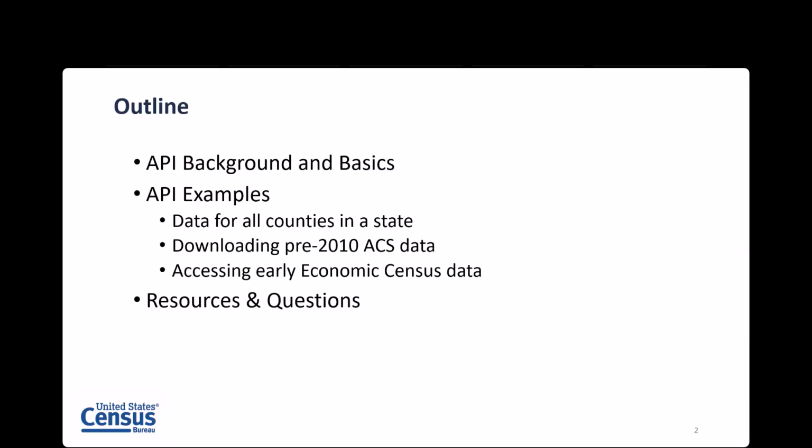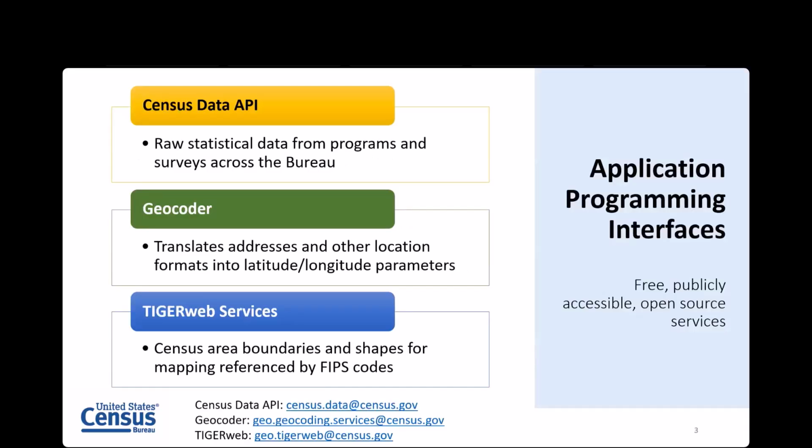Starting with some background and basics on the API, if you weren't aware already, API does stand for Application Programming Interface, and the Census Bureau has 3 main APIs that we pull from. We have the Census Data API, our Geocoder API, and then our TigerWeb REST services. The Geocoder and TigerWeb services are more focused on mapping and geospatial products, and we're not going to be getting into those today. However, if you do have questions related to those, I did include the Geocoder and TigerWeb team emails down at the bottom here. What we're focusing on today is strictly the Census Data API.